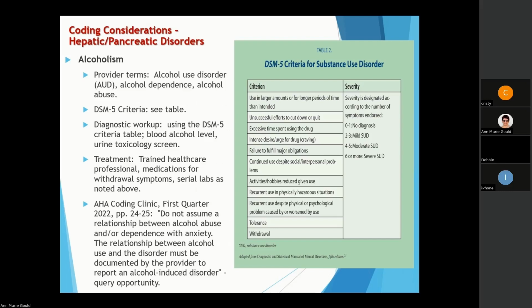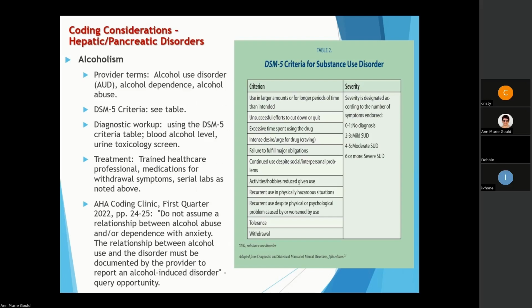I thought it was just a helpful table to share. What does the DSM mean? It's Diagnostic and Statistical Manual of Mental Disorders. Oh, no, I see it down on the bottom. I just read it. And this is the fifth edition, yeah.